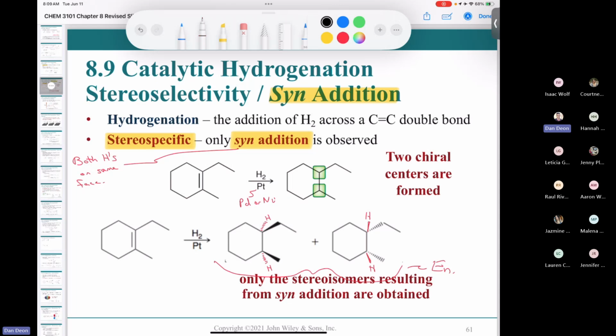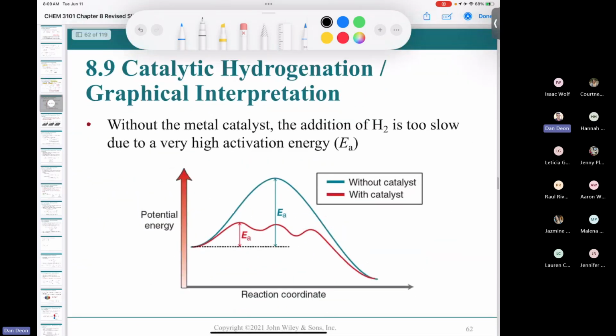So if you had written down, and don't write this down because it's wrong, but if you had written down, well, I'm going to get one going down and then the other one coming up, it's not going to happen. We get no anti-addition, only syn addition, so both hydrogens are added to the same face of the molecule. Now, if you're wondering why is that, well, it's because of the way that the hydrogen attaches itself to the metal catalyst.